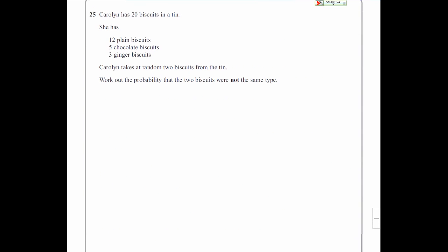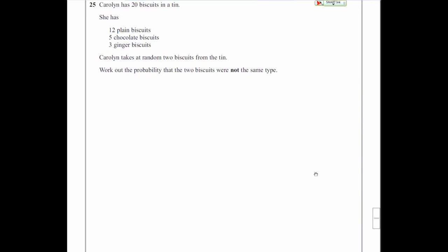Question 25. Caroline has 20 biscuits in a tin. She has 12 plain biscuits, 5 chocolate biscuits, 3 ginger biscuits. Straight away, let's go. P for plain, C for chocolate, G for ginger. She takes at random 2 biscuits from the tin. Work out the probability the biscuits were not the same.